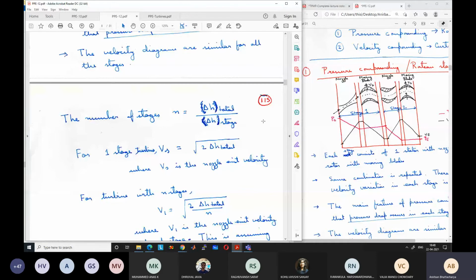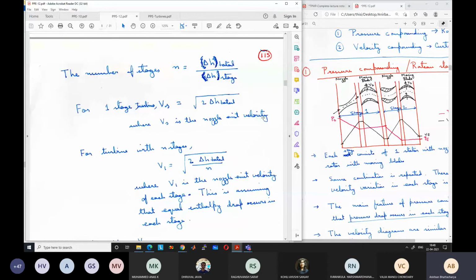So if I had a single stage turbine, instead of multiple stages, the entire enthalpy drop would have occurred in the single stage. In that case, say the velocity at the exit of the nozzle is Vs. If I have a single stage turbine, which is unrealistic, but just for comparison, then the velocity at the exit of the nozzle would have been root over 2 delta H total.